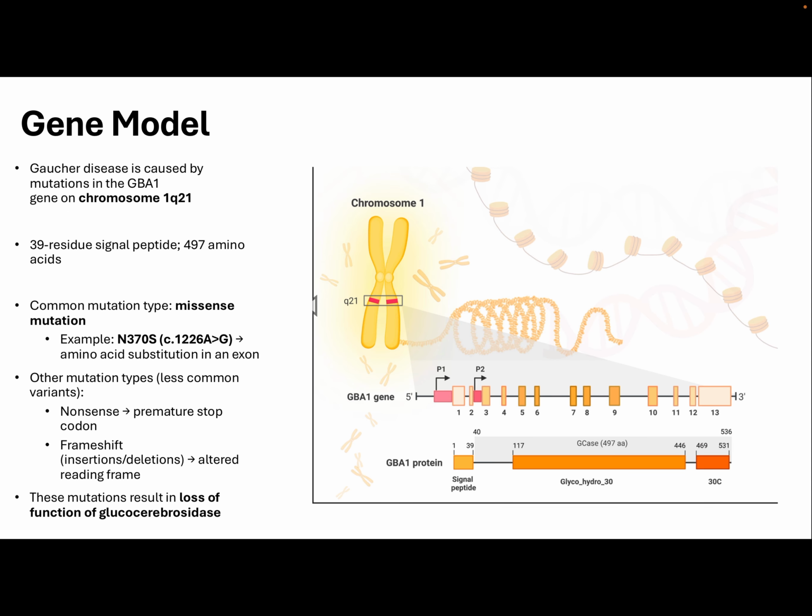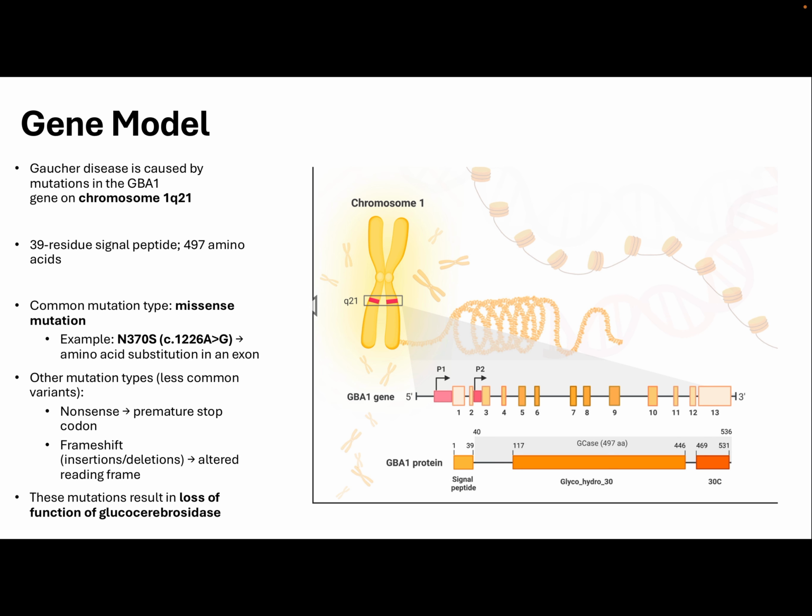So for the gene model, as I said, it's going to be on the GBA gene, chromosome 1, Q21, and this is going to be a 39 residue peptide, and there's a total of 497 amino acids. As you can see, that's very long. So this picture is showing it shortened. It's showing the 13 exons, which this gene has.